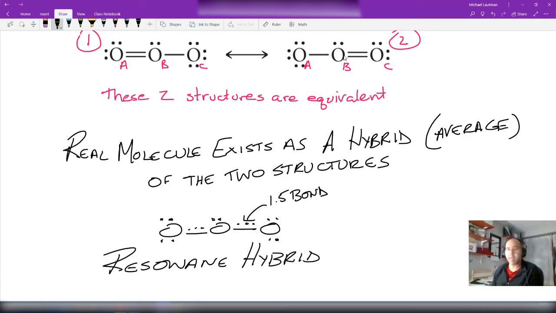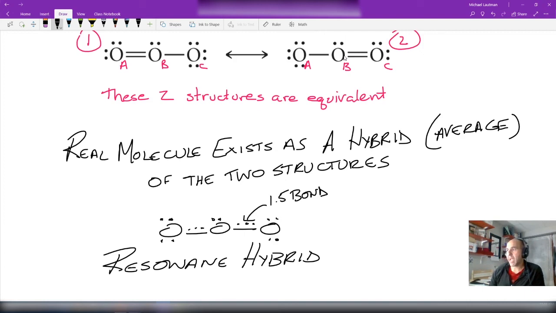Up here, these would then be called the resonance contributors, and this is the resonance hybrid. Now, a lot of people misunderstand how resonance works. Because of how we draw it, how we conceptualize it, it's easy to think that what actually happens is the molecule is rapidly switching back and forth between these two forms. But that's not what happens, right?